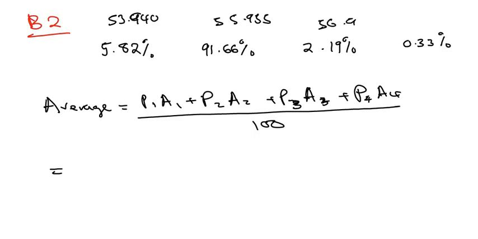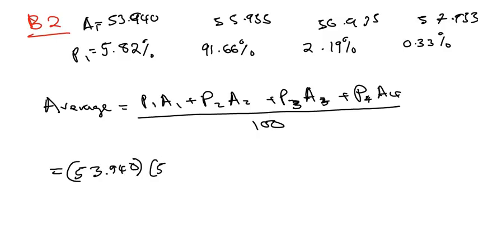This is 56.935. Then same applies here. We're multiplying this with 57.933. So you multiply this, so this is the percentage, that's your P1, then this is your A1, the isotopic atomic mass. So when you punch everything, I'll just write the first part, multiplying the percentage, then plus there's a 55.955 multiplying 91.66.